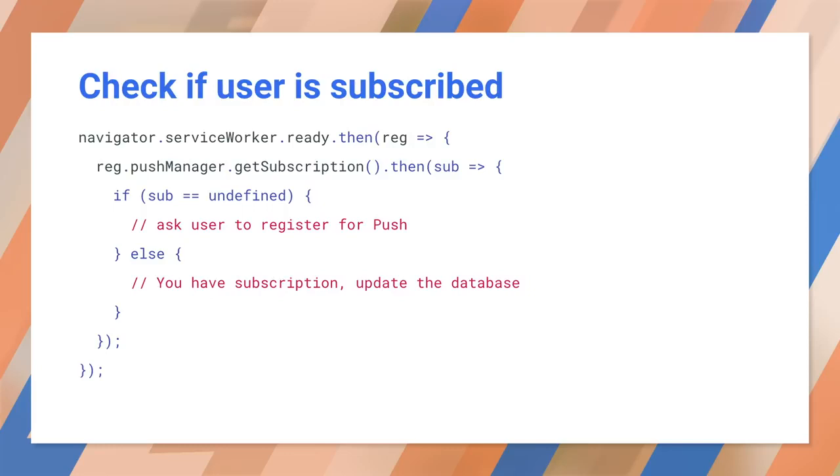The ready property of the service worker defines whether a service worker is ready to control a page or not. It returns a promise which resolves to a service worker registration object when the service worker becomes active. The getSubscription function returns the subscription object or undefined if it doesn't exist. You need to perform this check every time the user accesses your app because it is possible for subscription objects to change during their lifetime.